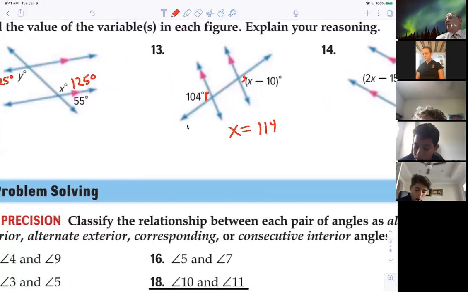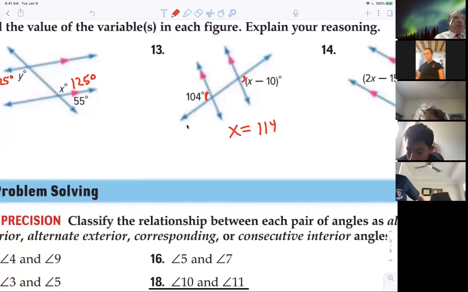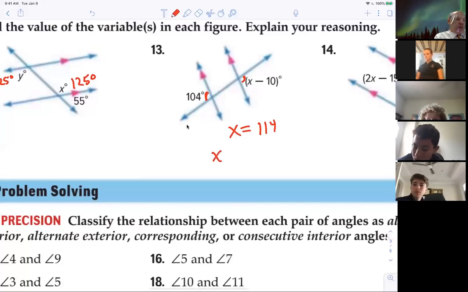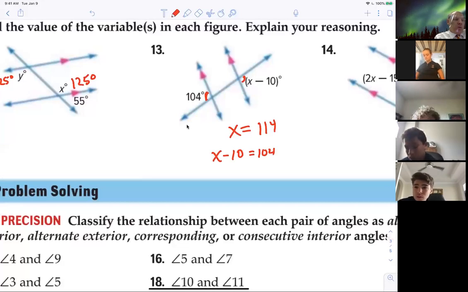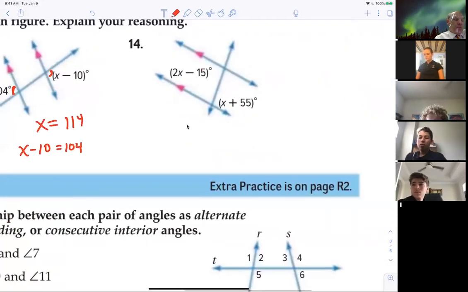All right, now if I'm going too fast, let me know. Yes, ma'am. Speak up. Because didn't we just say that they're equal? Do you agree? So we would say that x minus 10 is equal to 104. You with me? It's easy. Very simple. All right, so let's look at 14.